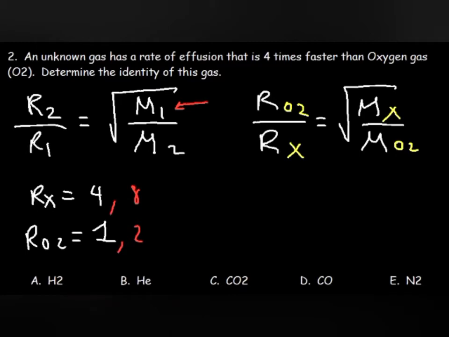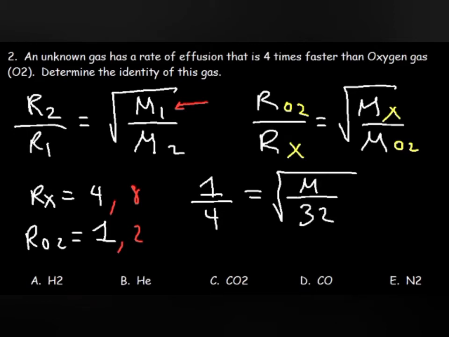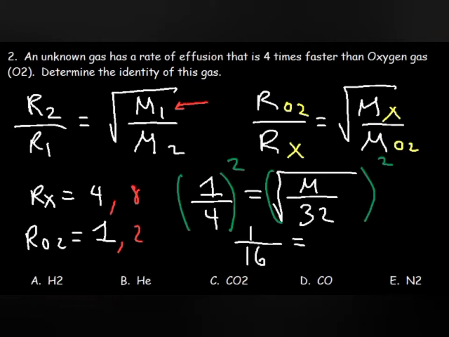So we're going to plug in 1 for O2 and 4 for the rate of effusion for R of X. Now we don't know the molar mass for substance X, but we do know the molar mass for O2. For oxygen, it's 16, so 16 times 2 is 32. So let's square both sides of the equation. So 1 squared is 1 and 4 squared is 16. And on the right side, when you take the square of the square root, the square and the square root cancel. So it's simply going to be M over 32. So now let's make some space.